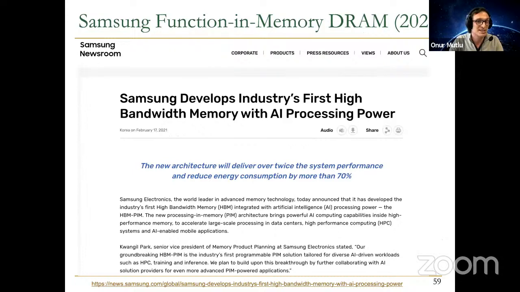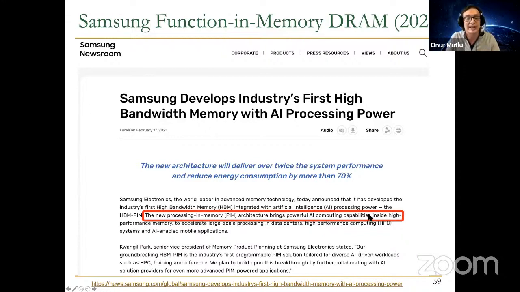This is also in the processing in memory space. And you can see that this is a press release by Samsung, which is clearly the major memory company. There are three major memory companies. Samsung is the one that has the highest market share, let's say. And these folks basically said they have developed a new processing in memory architecture that is specialized for machine learning applications, let's say. And they basically claim that they can reduce the energy consumption by more than 70%, as you can see. So this is actually very exciting, in my opinion.